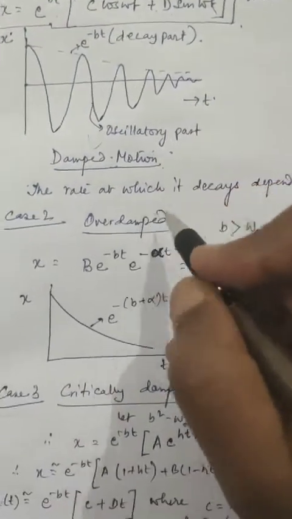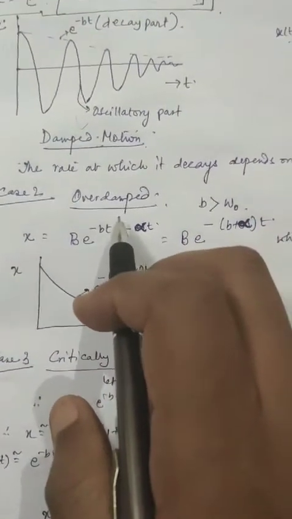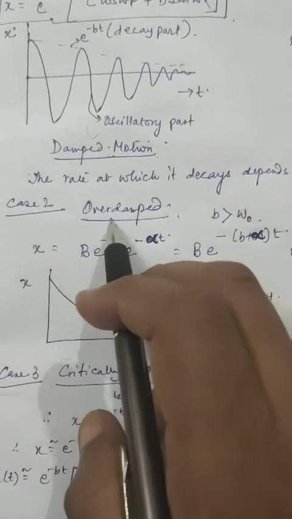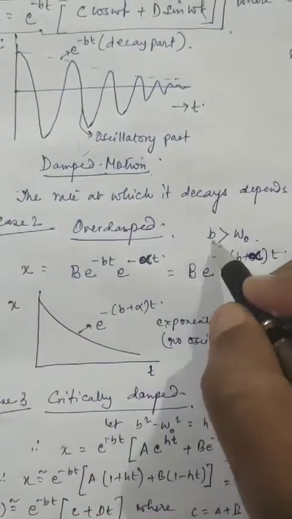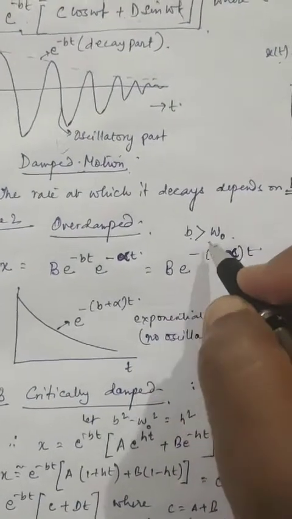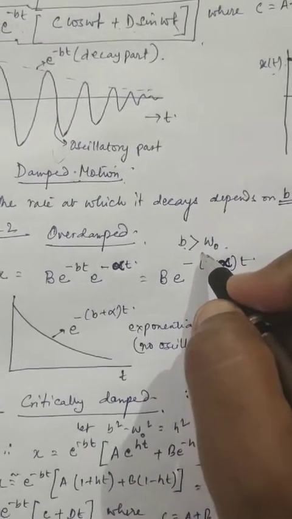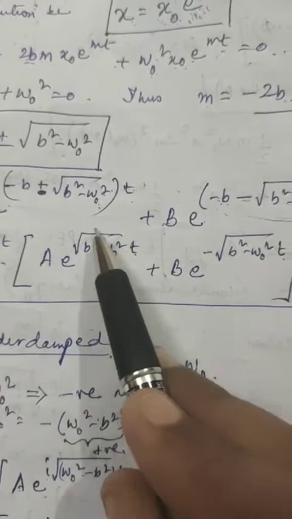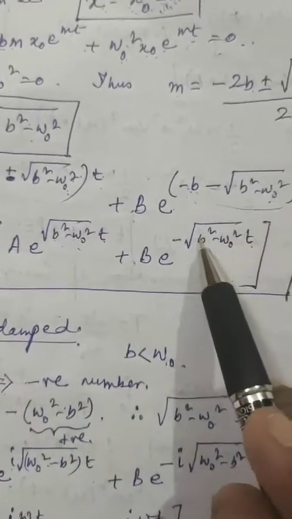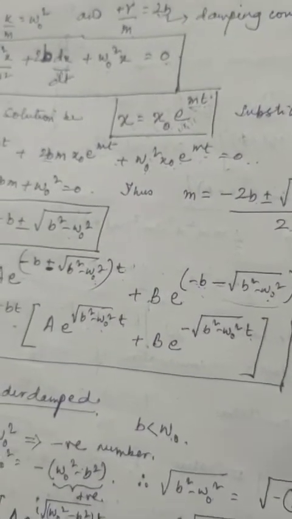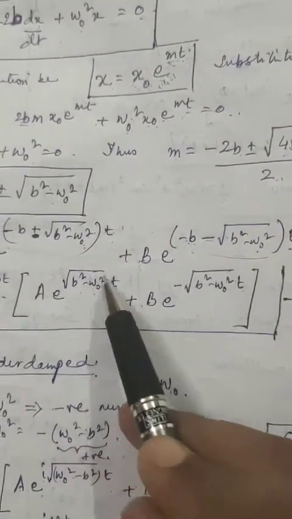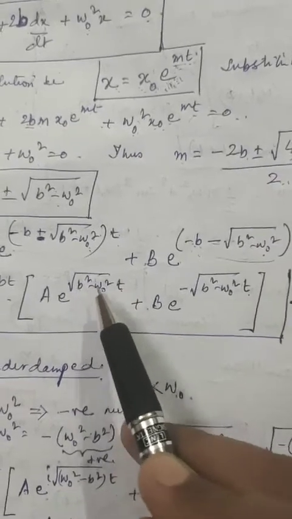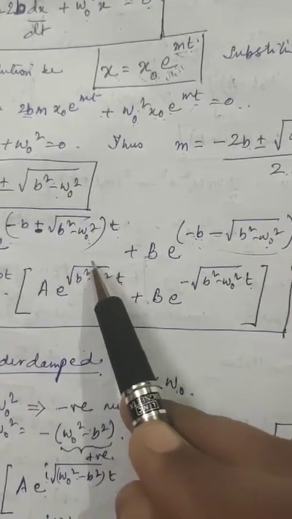Now let us study case 2, which is overdamped motion. As the name suggests, overdamped, the damping is going to be very high. That is, B is going to be greater than omega naught. If B is greater than omega naught, if you look at this equation, then this is going to be a positive quantity. So definitely no need to put an iota sign, the imaginary number will not come. But look at this, this is a positive quantity.